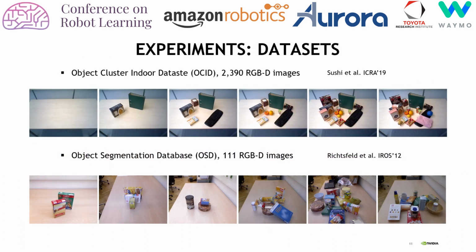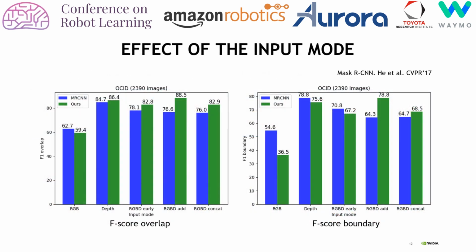For experiments, we tested our method on two datasets for unseen object instance segmentation, the OCID dataset and the OSD dataset. We first investigate the effect of the input mode on the two datasets and compare with Mask R-CNN. Two metrics are used here, F-score for region overlap and F-score for boundary overlap. Our method achieves the best performance using RGB-D late fusion addition. This experiment shows that our method is able to utilize the non-photorealistic RGB images to improve the segmentation accuracy.